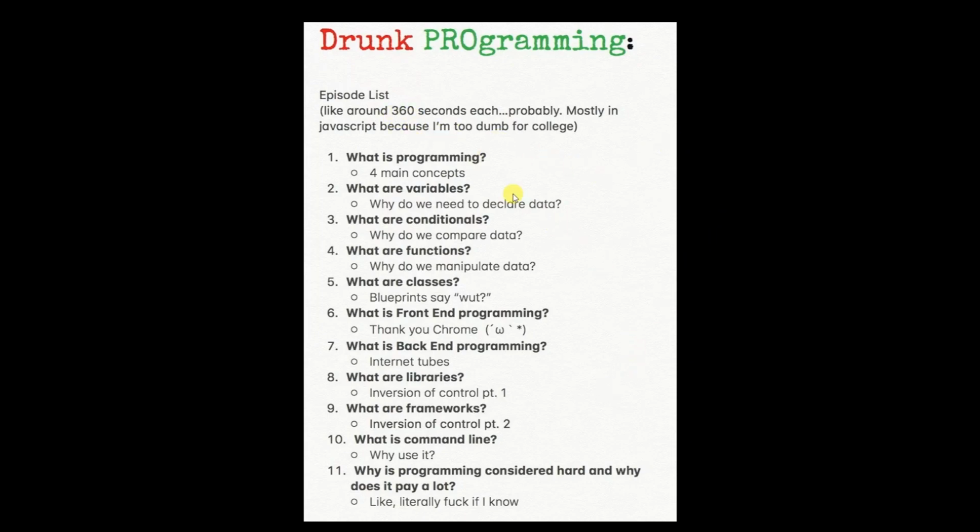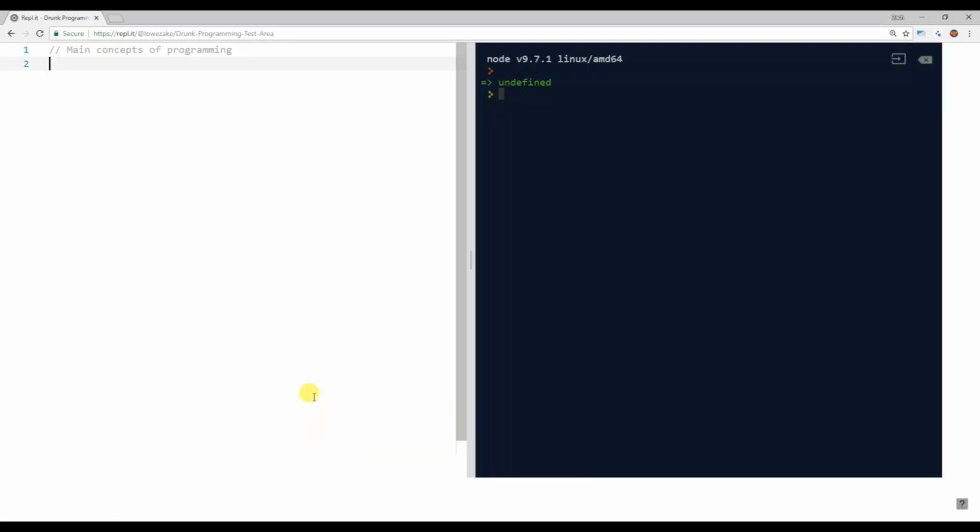So first we're gonna go over what is programming. So, main concepts of programming quickly. I'm gonna change this to 4 main concepts of programming. Let's go ahead and call it the 4 C's.